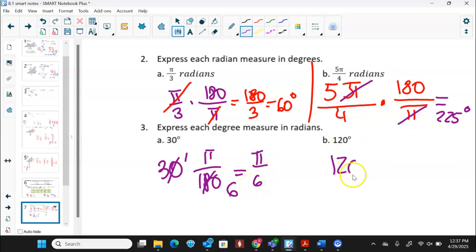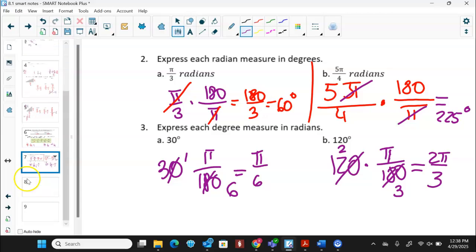And then lastly, we've got 120 times, again, pi over 180. And again, you want them diagonally, so this is going to be by 60 divided by 60. So 120 divided by 60 is 2. 180 divided by 60 is 3. So you're going to have 2 pi over 3. And that's it for this review lesson.